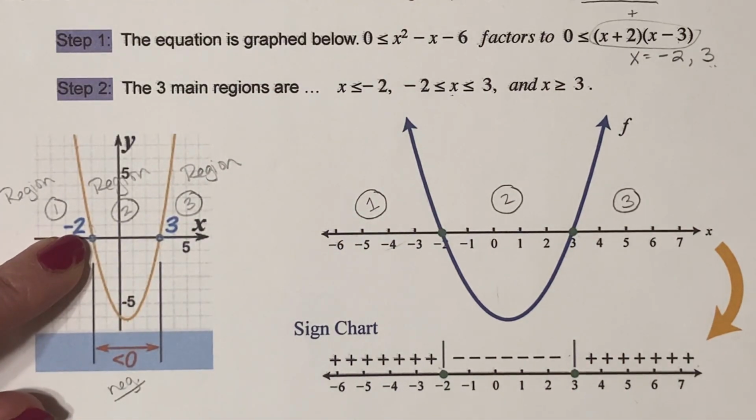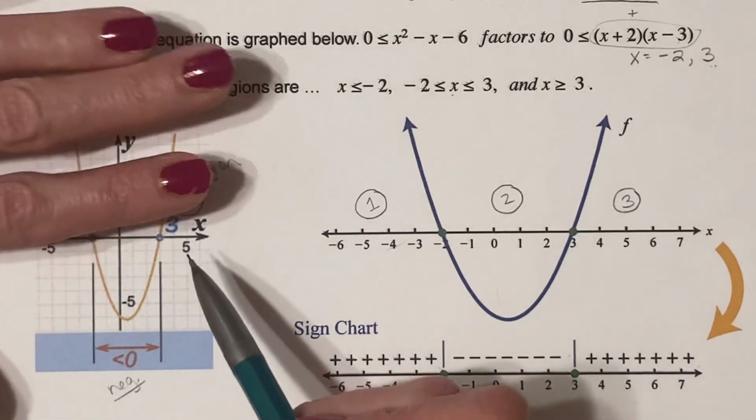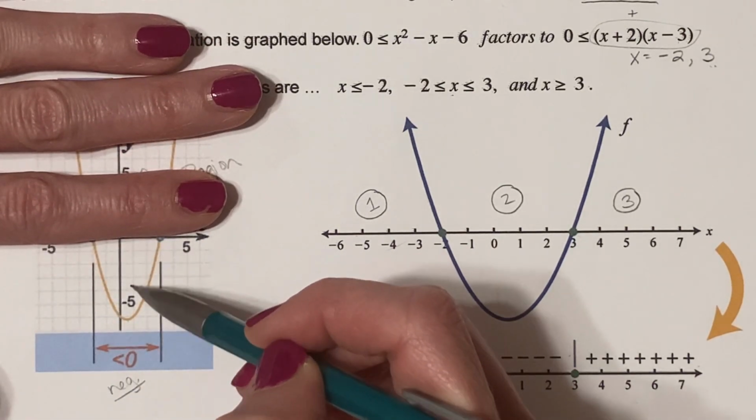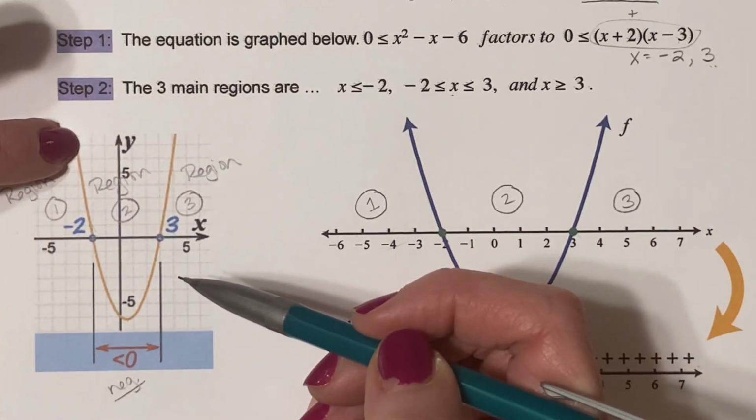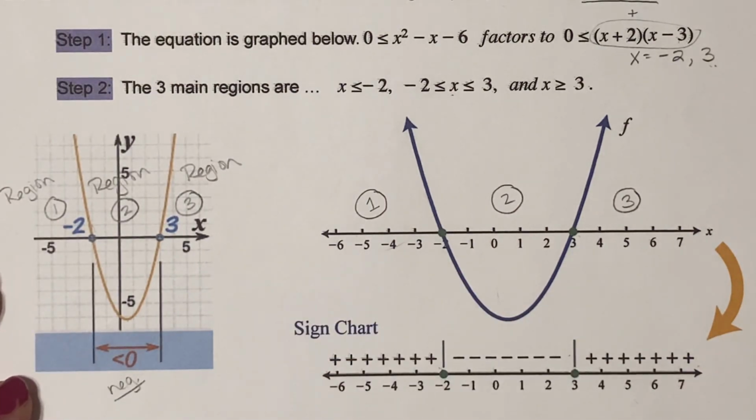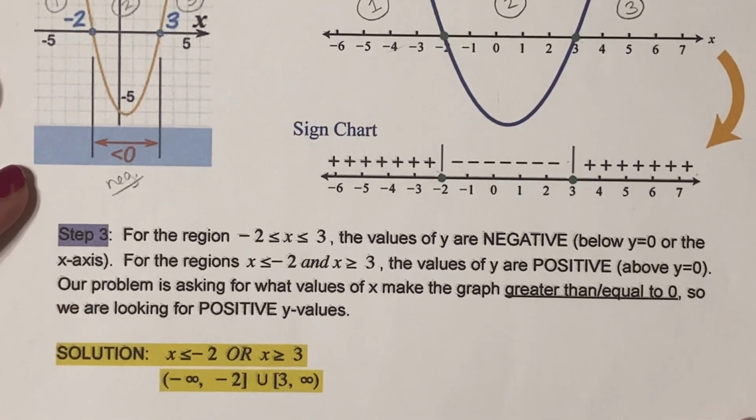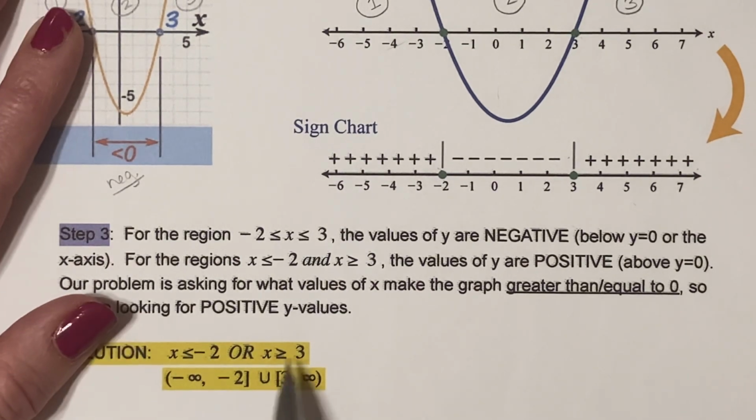Same thing over here, it's the exact same picture. Anything from -2 to 3, I'm going to get a negative y value. Anything over here, I'm going to get a positive y value. Anything over here, I'm going to get a positive y value. Therefore, what I want, my solution, is going to be anything that is less than -2 or bigger than 3. And then there would be my notation value of it.